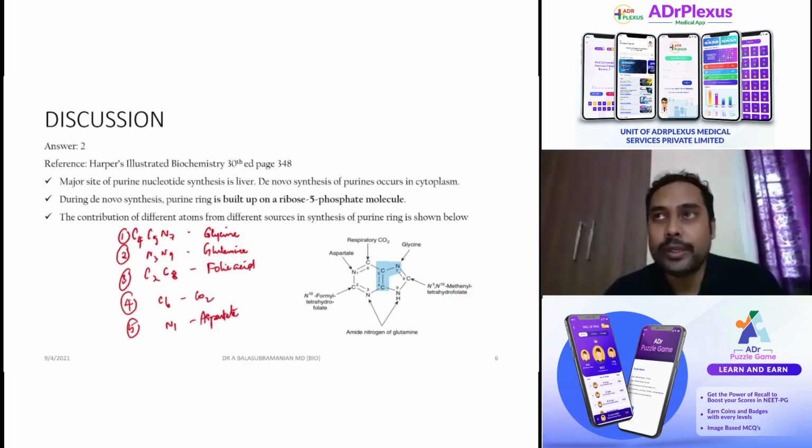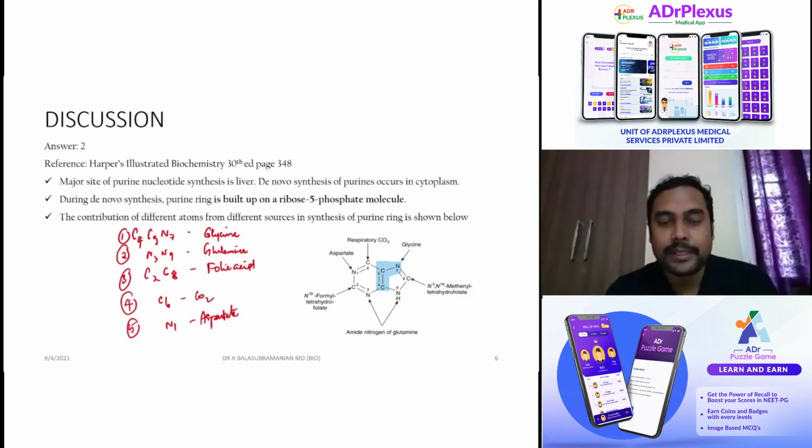You have to remember this. C4, C5 and N7 go together. They are forming from glycine. Whereas C6 comes from carbon dioxide.